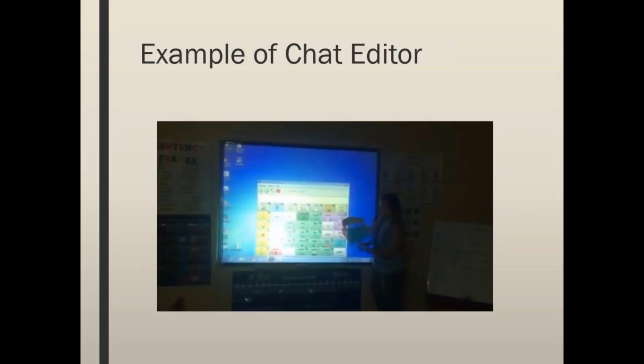But like I said earlier, I'm a visual learner, so here is a video of me modeling how to use Chat Editor.